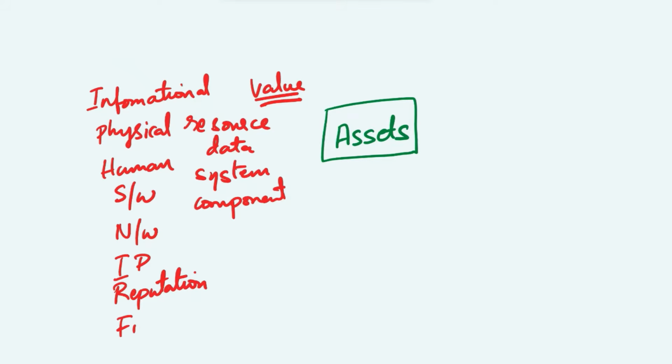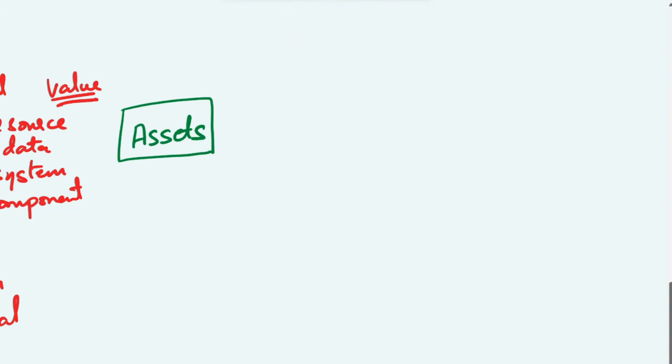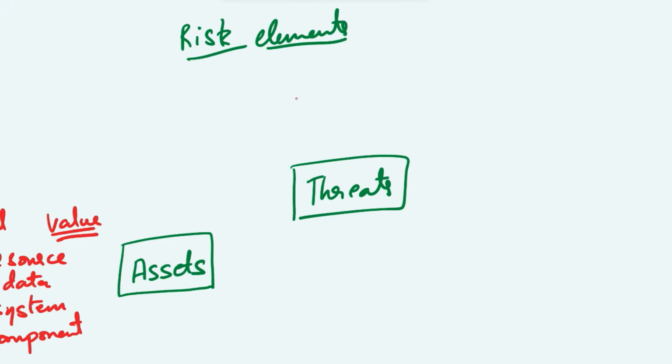Then we have financial assets. These include monetary resources, funds, investments, and other financial assets. Another threat element we'll discuss today is threats. Threats refer to potential events, actions, or circumstances that can pose harm or damage to an organization's information, assets, systems, or data. Threats can come from various sources and may target different aspects of an organization's security, leading to potential risks and vulnerabilities. There are also different types of threats.